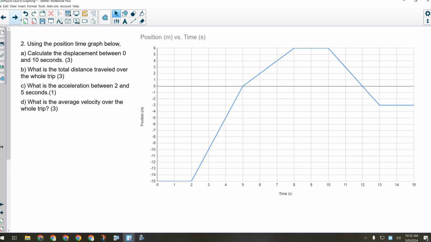All right. Position versus time graph. This is fairly similar to the one you had on your practice quiz. Let's have you guys try that one, and then we'll actually look at the practice quiz questions too, after.